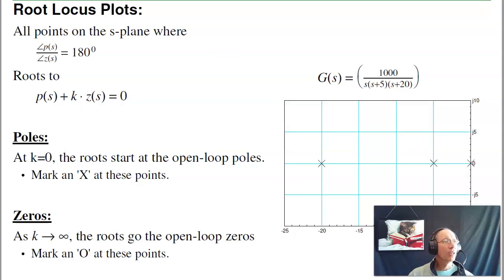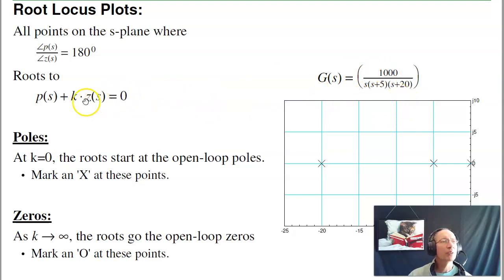So let's do a couple examples of the rules to draw the root locus plot. Here's a third order system, poles at 0, -5, and -20. Now let's draw the root locus. The root locus are the solutions to P of S plus K times Z of S equals 0. That's the poles, there are none, plus correction poles, 0, -5, -20, plus K times 1000 equals 0.